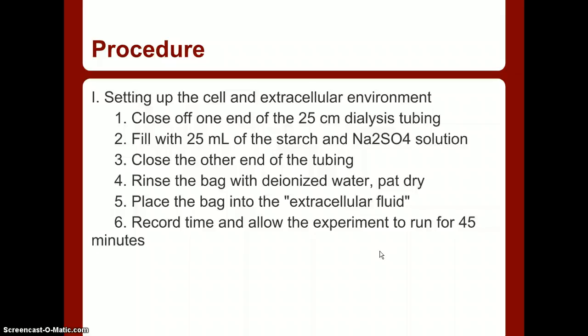Then you rinse the bag with deionized water and pat it dry. Then you place the bag into the extracellular fluid, which is the albumin and chlorine. Then you start recording time, and you allow the experiment to run. We let it run for 45 minutes.